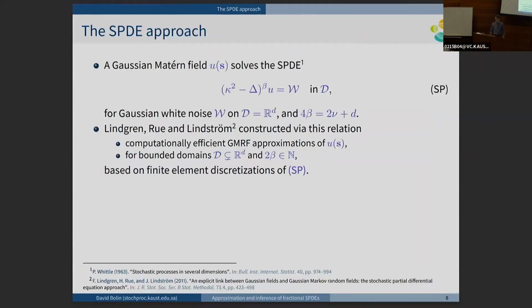So this was used by Lindgren, Rue, and Lindström about 10 years ago now to essentially address these two problems. The first thing they did was to propose a computationally efficient approximation of these types of Gaussian processes, a so-called Gaussian Markov random field approximation, an approximation that has sparsity properties that you can use for efficient inference. The way they did this was to restrict this equation to a bounded domain, restrict the smoothness parameter to be integer valued, and then essentially use a standard Galerkin finite element approximation.